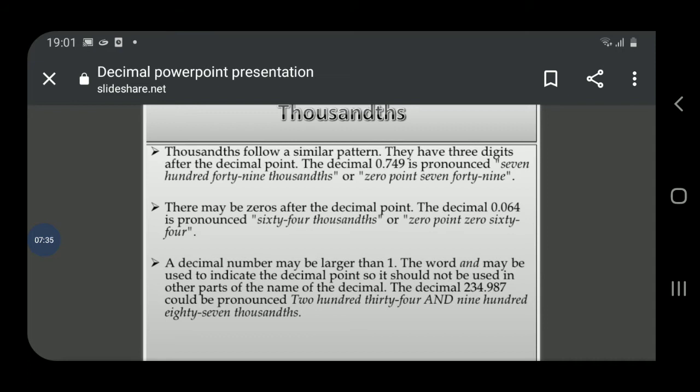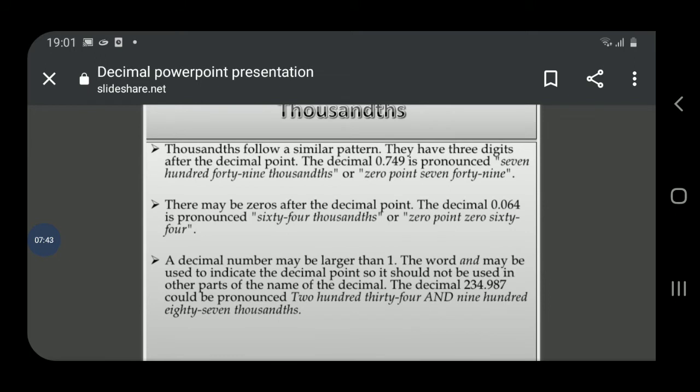Now, a decimal may be larger than 1. The word "and" is used to indicate the decimal point, so it should not be used in other parts of the name of the decimal. Now, the decimal 234.987 could be pronounced as 234 and 987 thousandths. We use "and" in between, yeah? Because we use thousandths too. We use "and" to indicate that what follows is the decimal part, not the whole part, okay?